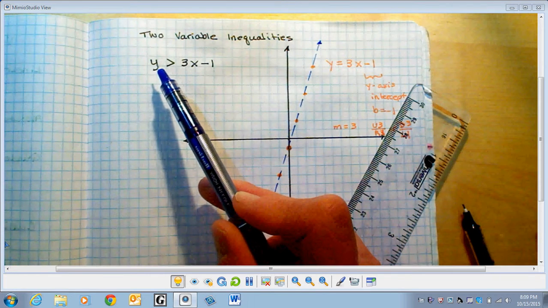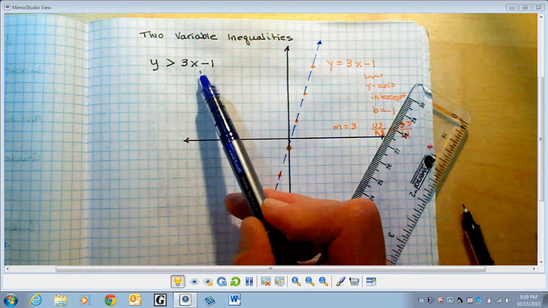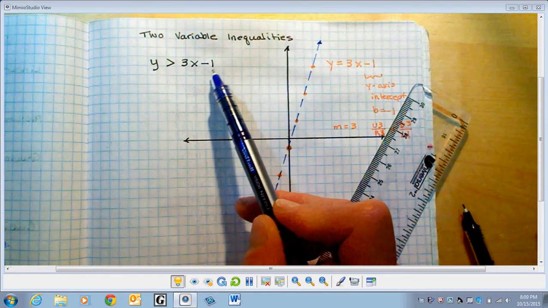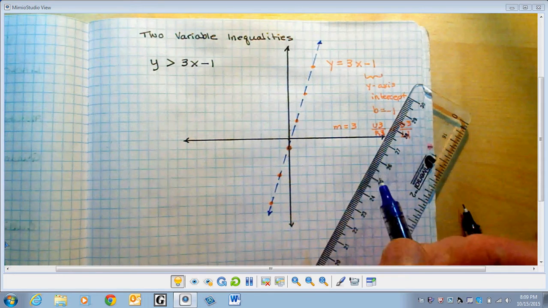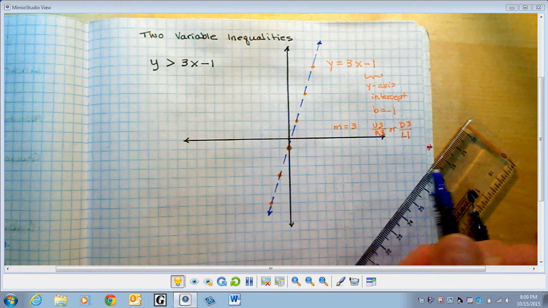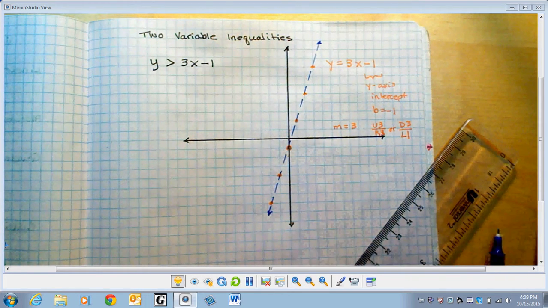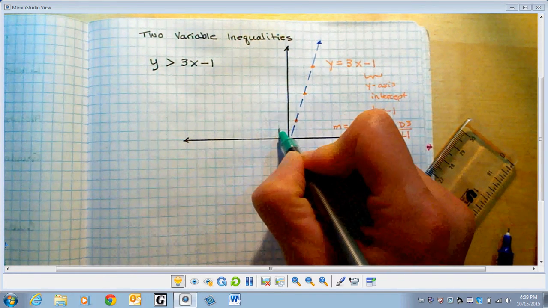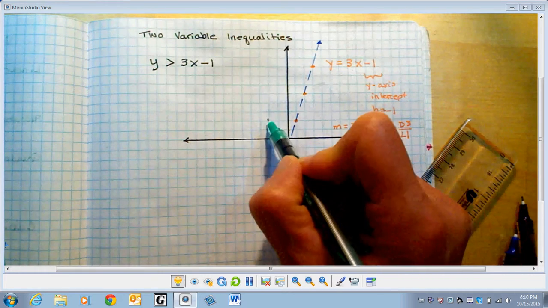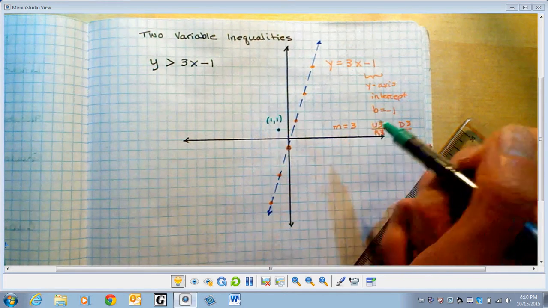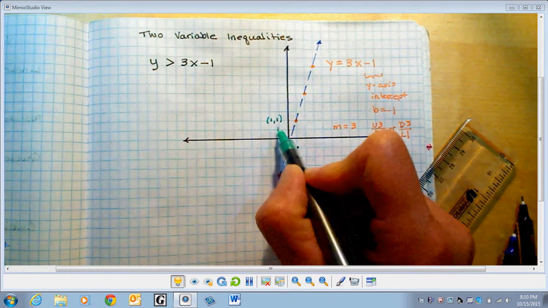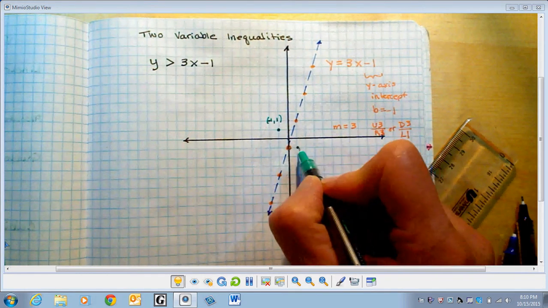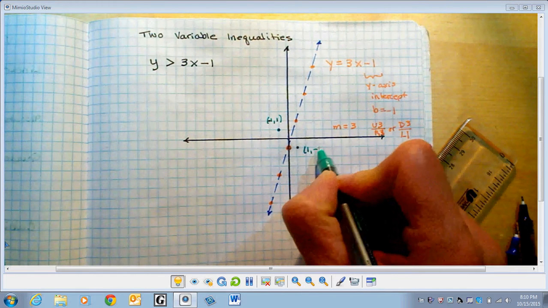But it's also saying all values will be greater than 3x minus 1. So what does that mean? Let's pick two points. We'll pick a point here. Let's pick this point, that's the point 1, 1. Excuse me, that's -1, 1, and then I'm going to pick this point here, which is 1, -1.